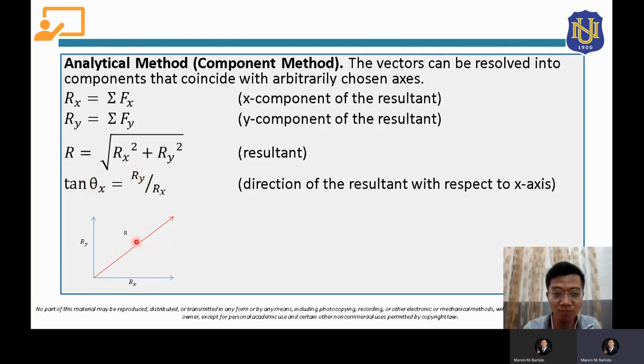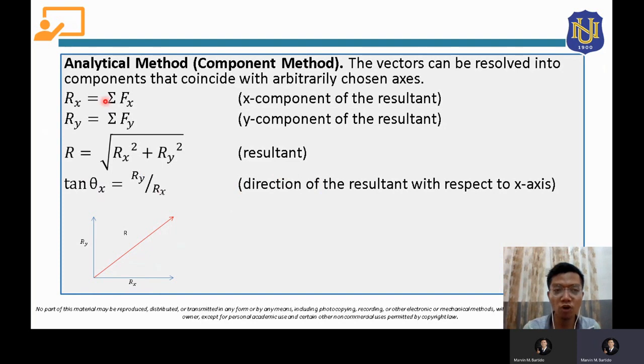So your theta x can be solved using tangent of theta x equals Ry over Rx. So this is just TOA, right? From here, as you can see, there is a formed triangle. This side is Ry, this will be Rx, and the theta here that we're looking for is the theta x. Using tangent theta or TOA, that will be opposite over adjacent, and the opposite side will be Ry, and your adjacent side will be your Rx. So that will be tangent theta x equals Ry over Rx. That's how you solve theta x.